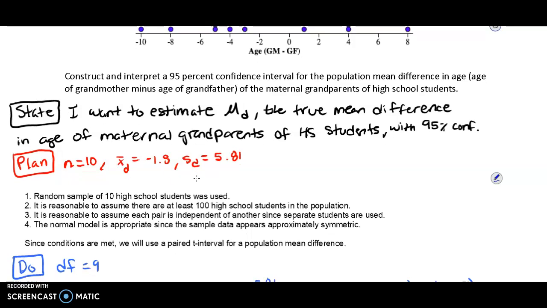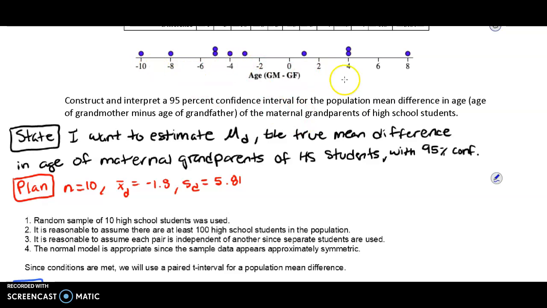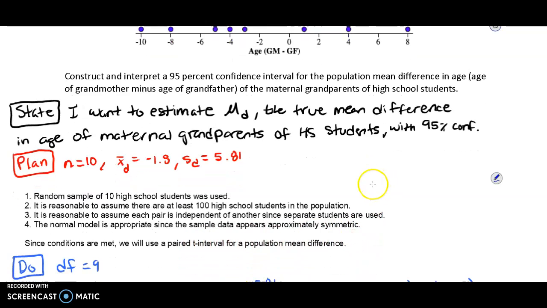I'll check my conditions. I have a random sample of 10 high school students, so I can generalize to the population there. It's reasonable to assume there are at least 100 high school students in the population. It's also reasonable to assume my grandparents' age won't influence your grandparents' age since we're two separate individuals. So my pairs won't influence your pairs. And lastly, the normal model seems to be appropriate since our sample data appears approximately symmetric. Since my conditions are met, I will use a paired t-interval for a population mean difference, or just a paired t-interval for mu d.